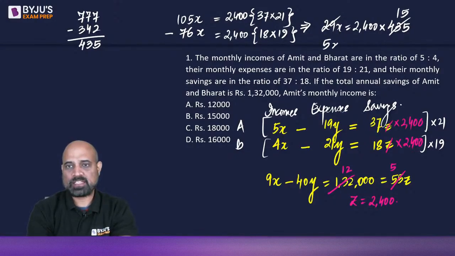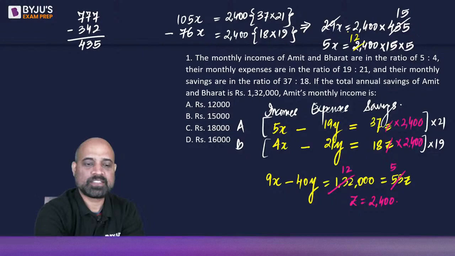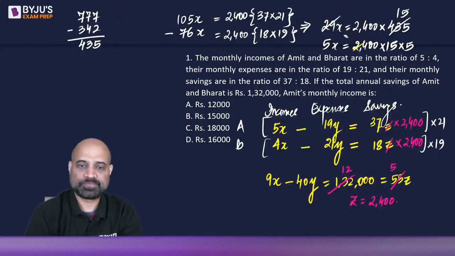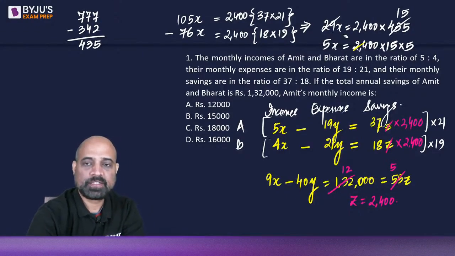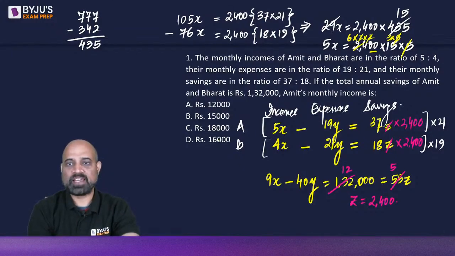So 5x is going to be 2,400 into 15 into 5. Now 24 can be written as 6 into 2 into 2, and 15 as 3 into 5. So each 5 will pair with 1, 2 and result in 4 zeros. And we will have 6 into 3, 18.